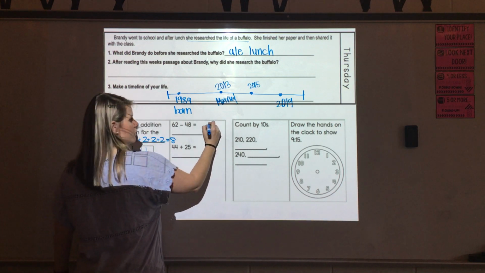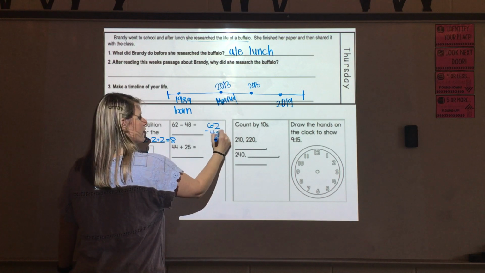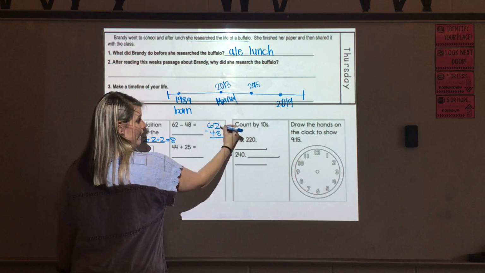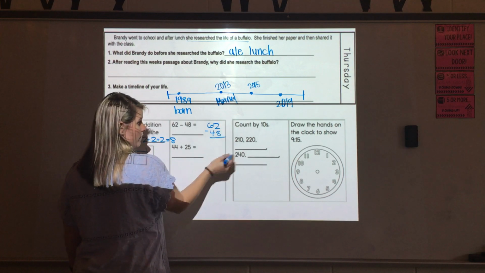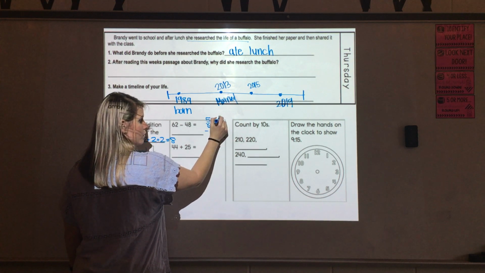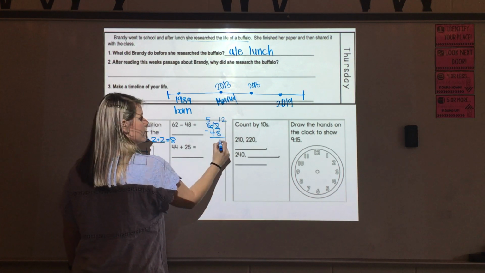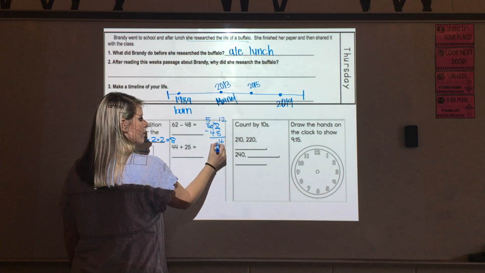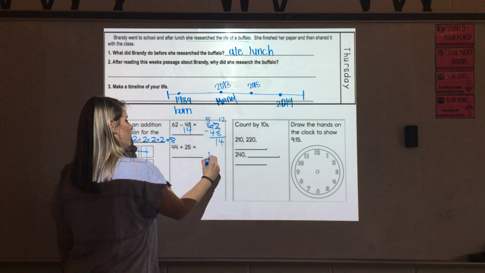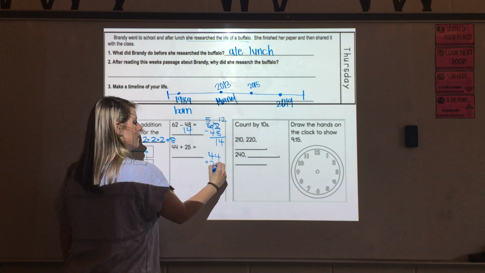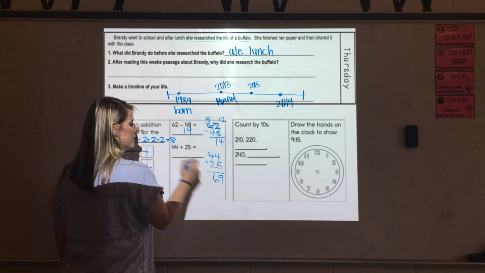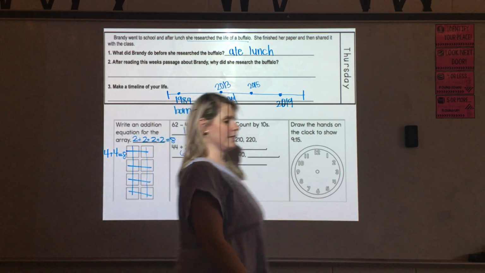All right, so 62 minus 48. Always, always, always start with your ones. I cannot solve 2 minus 8, so I've got to go next door, making my 6 a 5 and my 2 a 12. And 12 minus 8 gives me 4. And 5 minus 4 gives me 1. 14. And then 44 plus 25. 4 plus 5 gives me 9. 4 plus 2 gives me 6. So my answer is 69.